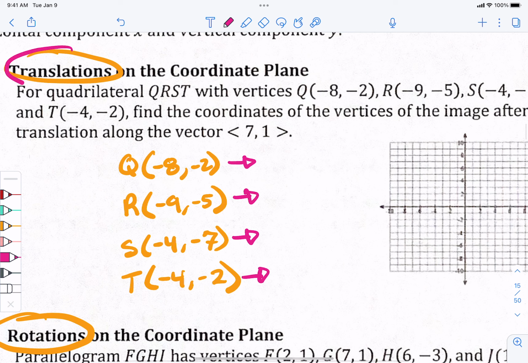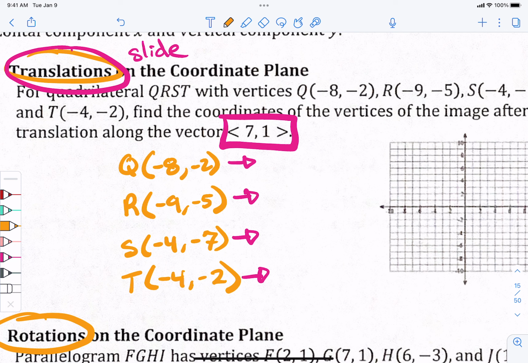Okay, but in a translation, this is a slide. I'm sliding it over, right? This thing tells me how I am sliding it. It's in triangle brackets, so you don't think 7, 1 is another point on your graph. 7, 1 is how you are moving it. Over 7 is the first coordinate, and the first coordinate is your x coordinate. So this tells me how the x is changing, and x goes left and right. So we are going 7 units to the right, because it's a positive 7. And then 1 has to do with the y coordinate, and since it's a positive 1, that means we're going up 1. So we're going right 7 and up 1.